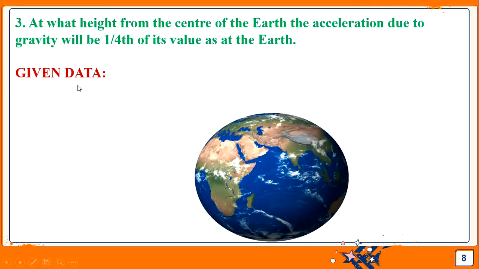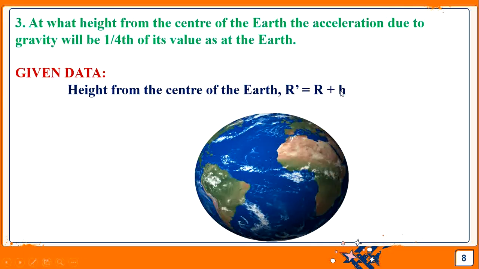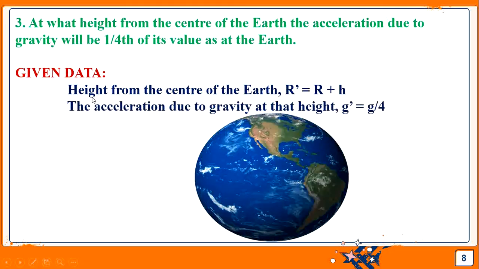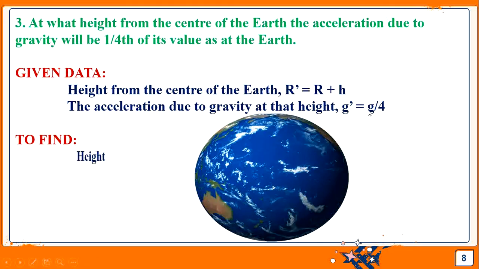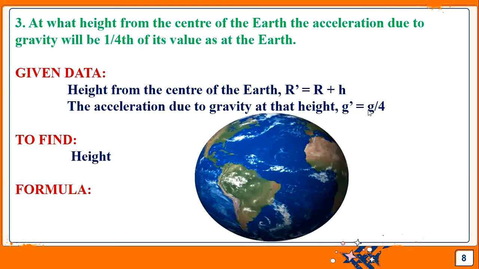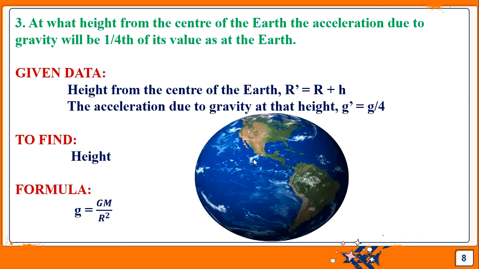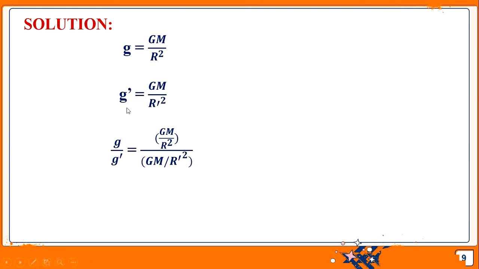So, the given data: height from the center of the earth is r dash is equal to r plus h, and acceleration due to gravity g dash is equal to g by 4. We have to find out the height. The formula is g is equal to GM by r square. In the solution, g is equal to GM by r square and g dash is equal to GM by r dash squared. So, here we have to divide g and g dash.